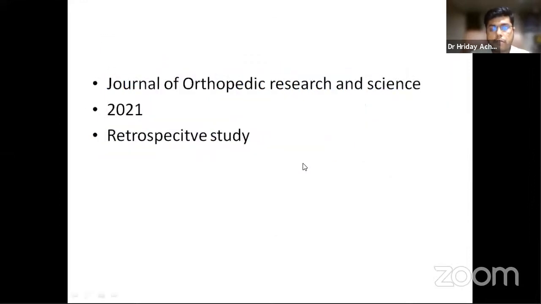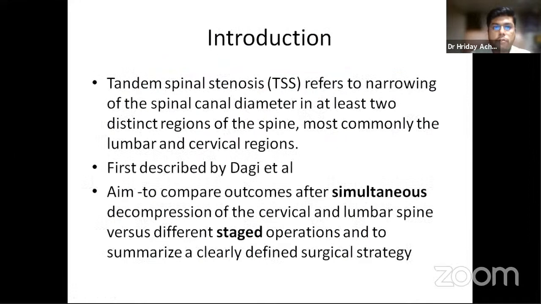It is a retrospective study. We all know, as defined, that tandem stenosis is compression of more than one level in the spinal canal, most commonly the lumbar and the cervical. It was first described by Dagi et al. The aim of the study was to find the outcomes of simultaneous decompression versus staged operation and to see which region to operate or decompress first.